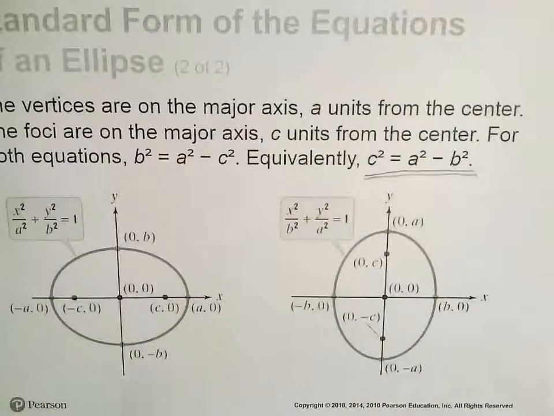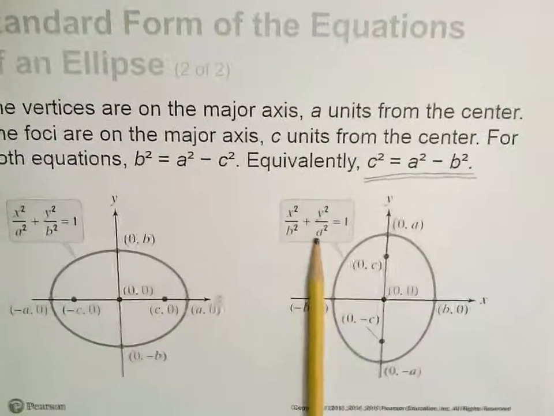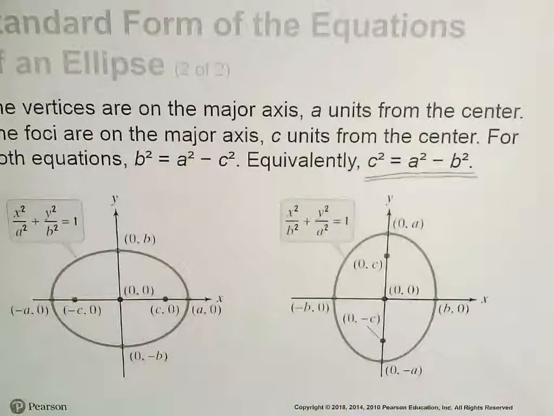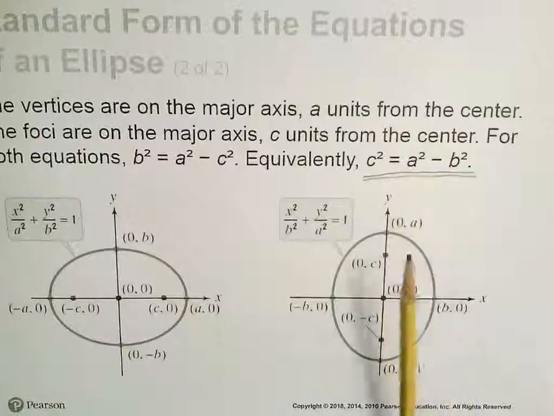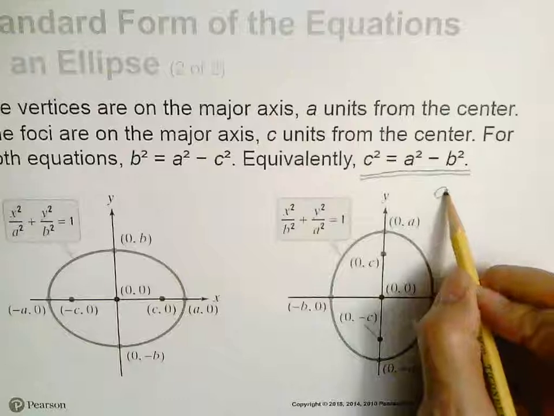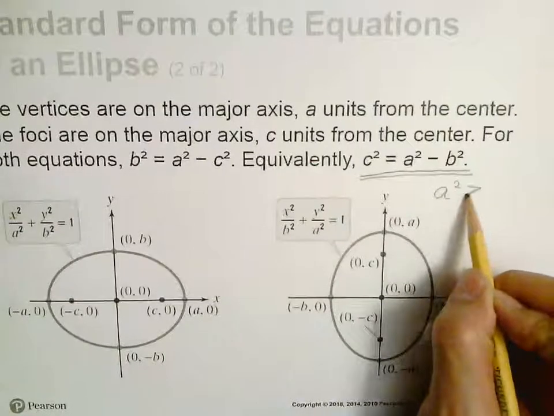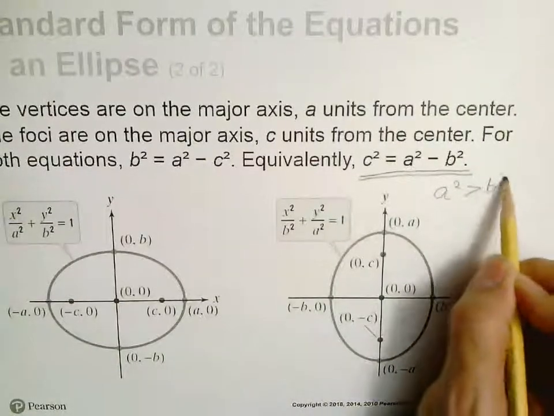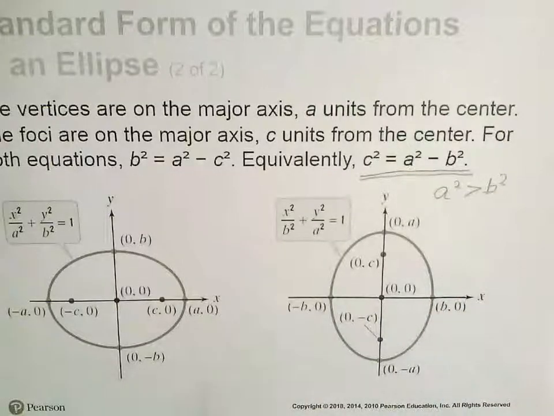How do we know which one is the major axis? If the A squared is under the X variable, that means the major axis is horizontal. If the A squared is under the Y variable, that means the major axis is going to be vertical. And remember that the A squared is always greater than the B squared when we have an ellipse.